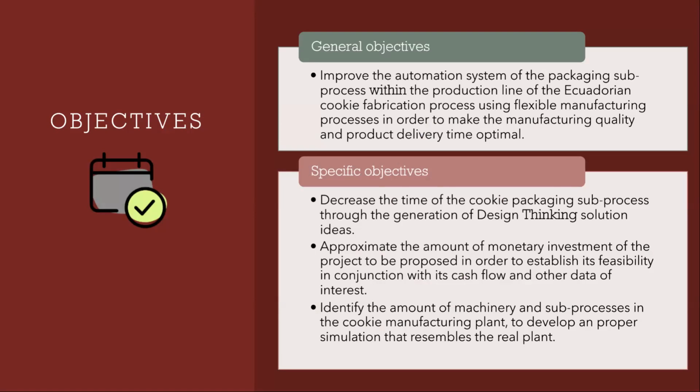The specific objectives: the first is to decrease the time of the cookie packaging process through the generation of design thinking solution ideas. The next is to approximate the amount of monetary investment of the project to be proposed, in order to establish its feasibility in conjunction with the cash flow and other data of interest. And the last is to identify the amount of machinery and sub-processes in the cookie manufacturing plant to develop a proper simulation that resembles the real plant.